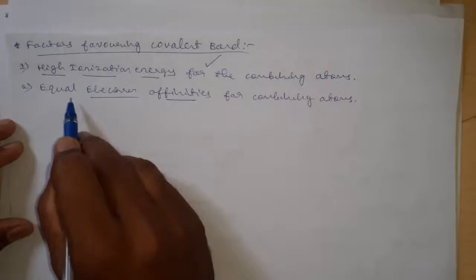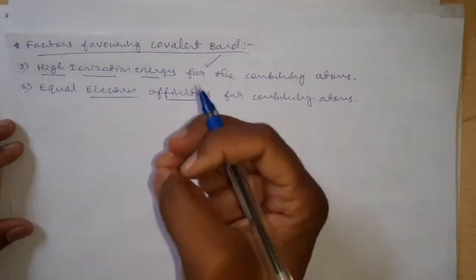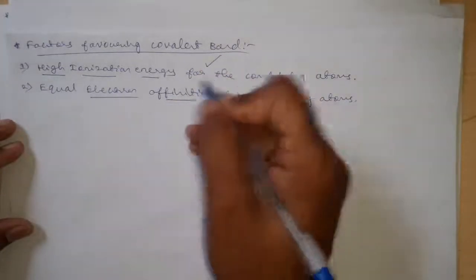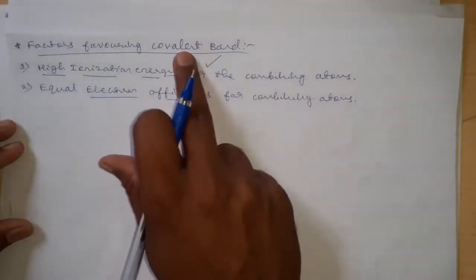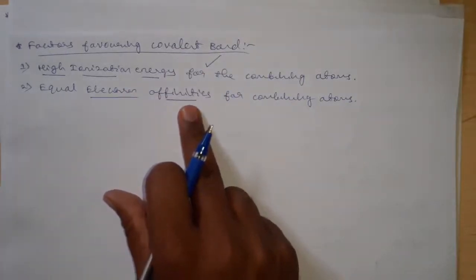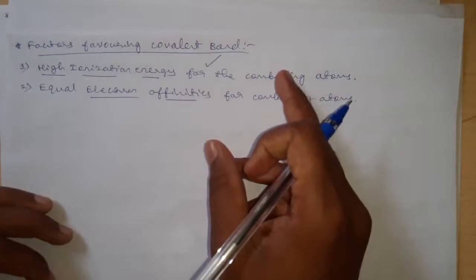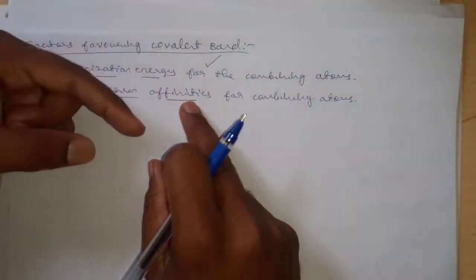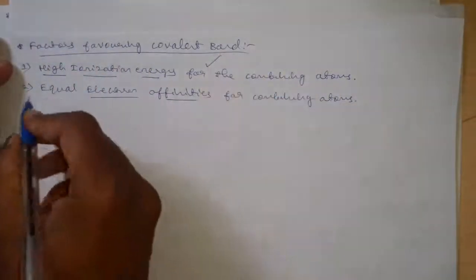If the electron affinity is equal between the two combining atoms, then instead of one gaining electrons from the other, both the atoms will share electrons, and instead of forming an ionic bond, both will form a covalent bond. If there is a difference between the electron affinities, one atom will donate an electron and the other will gain it, resulting in an ionic bond. But here the combining atoms have equal electron affinity, so neither will donate the electron. Instead, it will share its electron to form the covalent bond.